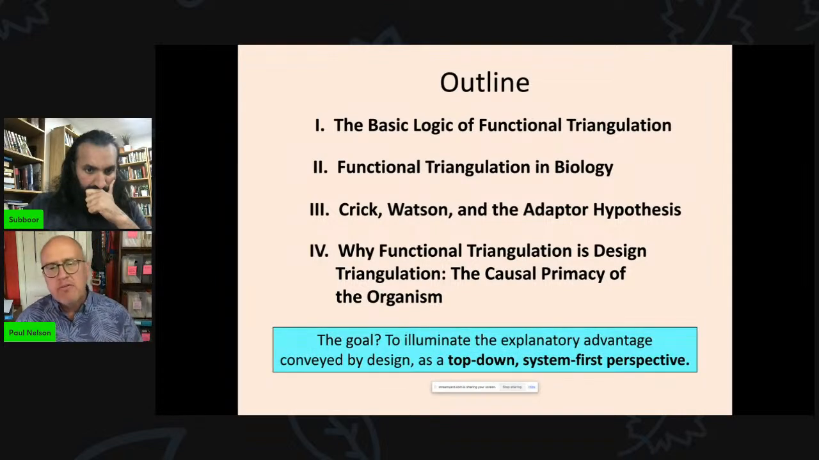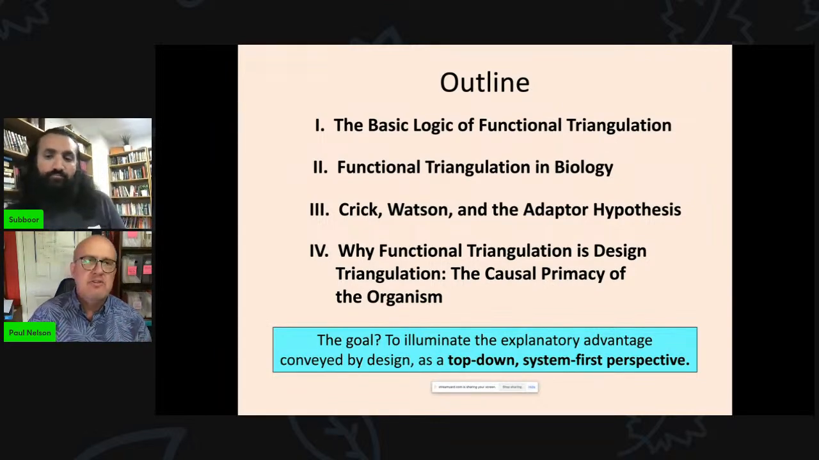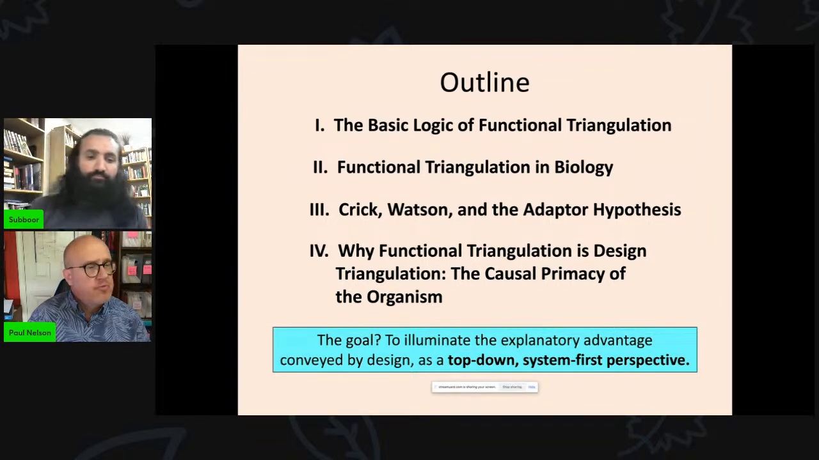And the goal throughout all of this, as I've said, is to show how design illuminates biology. In particular, how design conveys an explanatory advantage that you don't get from any bottom-up perspective. Design uniquely of all hypotheses on the table in 2023 allows a top-down, system-first perspective that I think from a naturalistic or materialistic framework is impossible. So I hope to prove that, or at least to make it plausible to you as we go on.